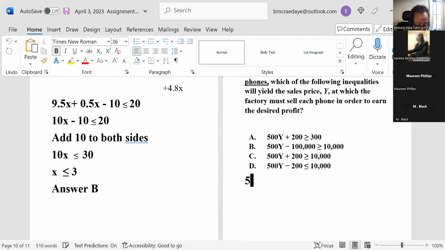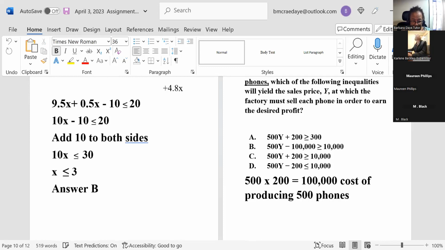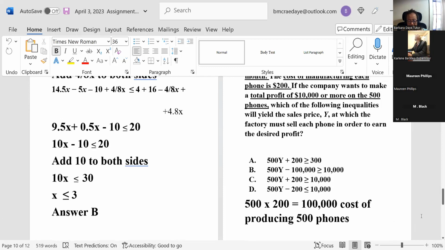The 500 phones times the cost of producing a phone is equal to that's what, 100,000. 100,000? Yeah. And that's the cost of producing the 500 phones. All right. So everybody understands that, right? Yes. So your cost is the cost of producing.